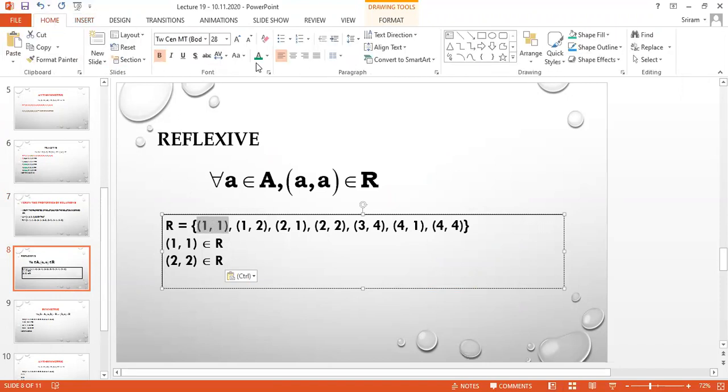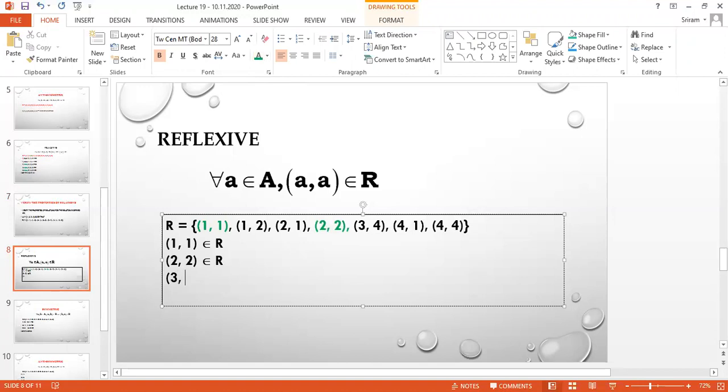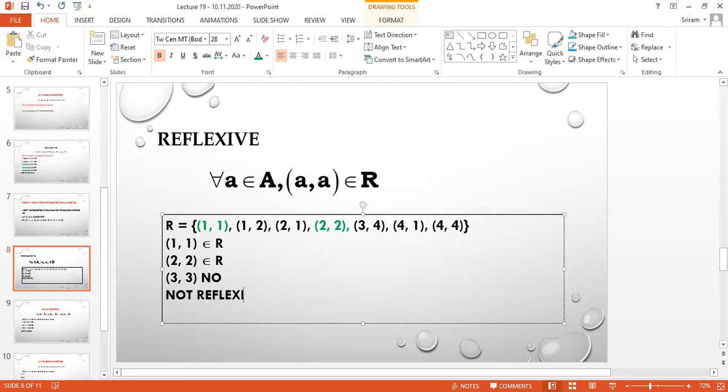1, 1 I have. When I check 2, 2, yes, I have. What is the next pair? I am going to check 3, 3 in the relation R. Do we have 3, 3? No, we don't have it, isn't it? We have only 3, 4. We don't have 3, 3. If I say no, then I am going to write the answer in the opposite: this is not reflexive.